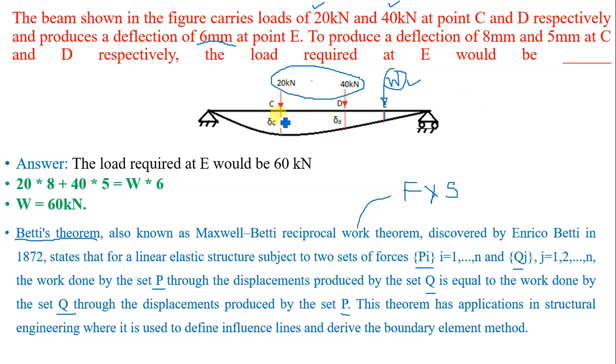So work done by set P must be equal to work done by set Q. 20 into 8 plus 40 into 5 is the work done by set P, and set Q is W into 6. Hence the magnitude of the load required to be applied at E would be equal to 60 kilonewton. This is the explanation of the answer 60 kilonewton.